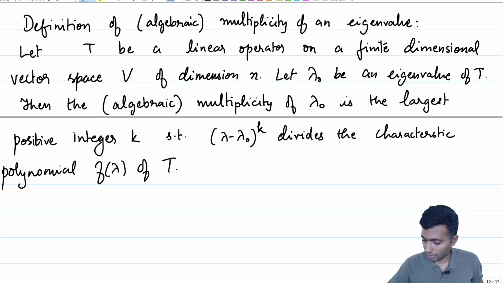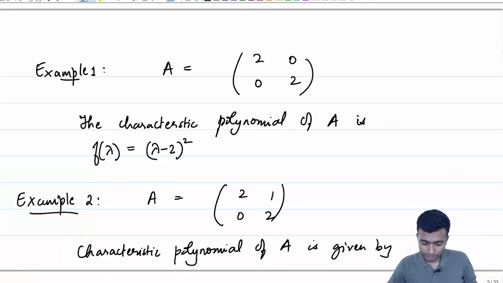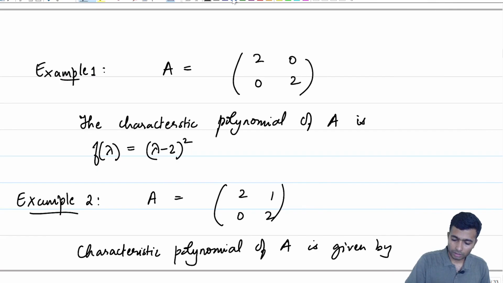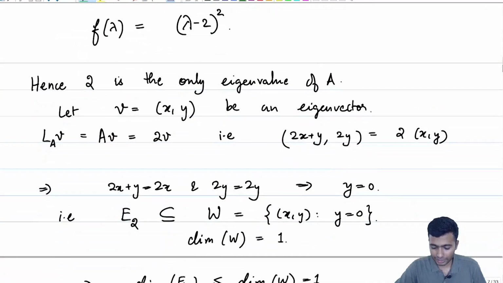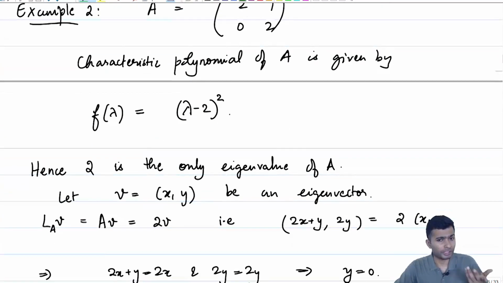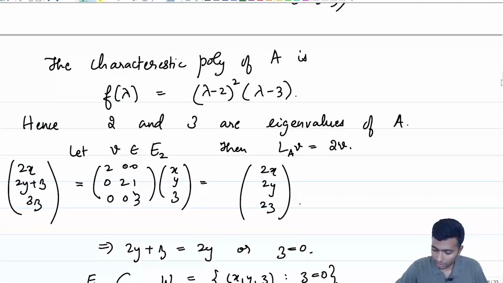So, let us go back and look at our examples from earlier. In the first example, the characteristic polynomial is (lambda minus 2) the whole square. The only eigenvalue here is 2 and the algebraic multiplicity of the eigenvalue 2 is equal to 2. The same is the case with example 2, where the characteristic polynomial is the same. Okay, how about example 3?